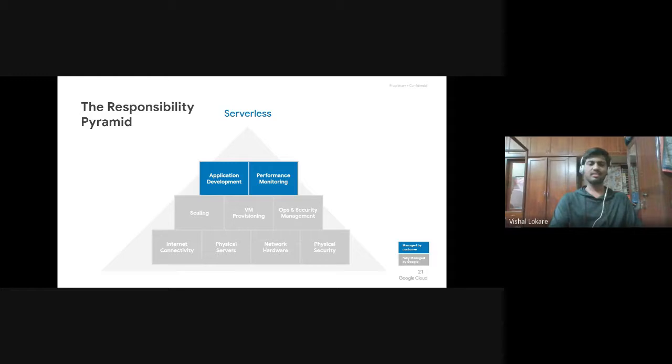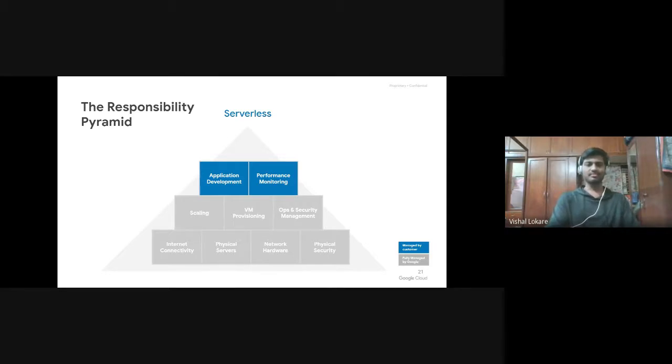Then all the other basic security and internet connectivity, as I showed in the previous slide, all the cables that have been laid out. All the physical servers are kept in the GCP farm, so you don't even have to go there and see what's happening.